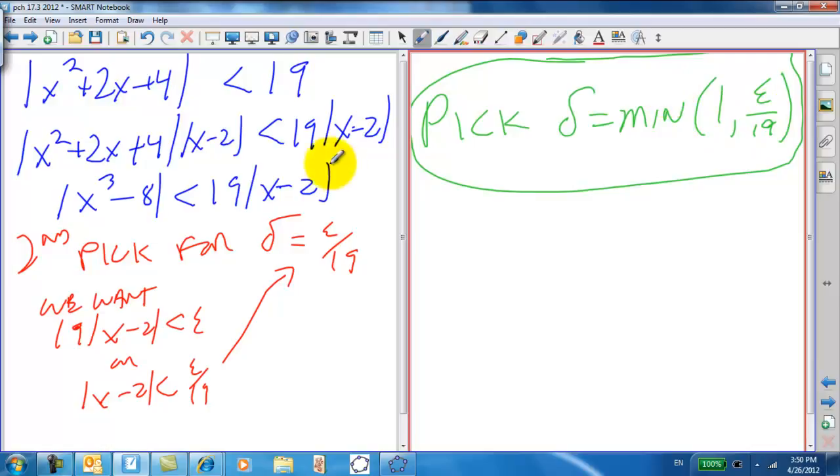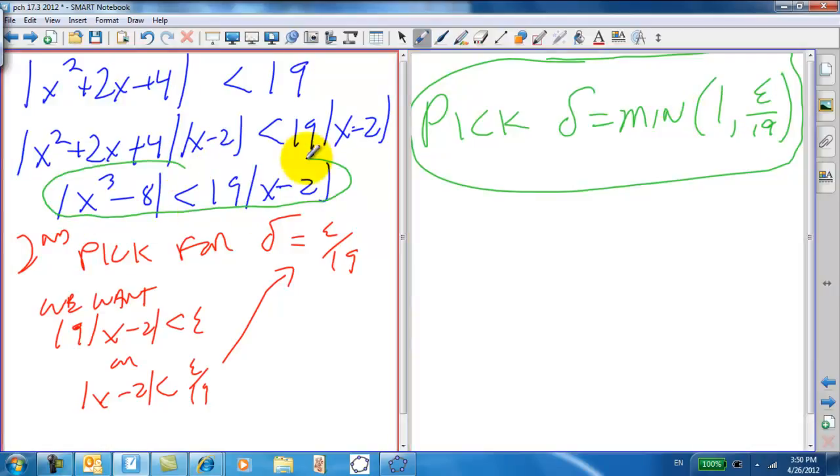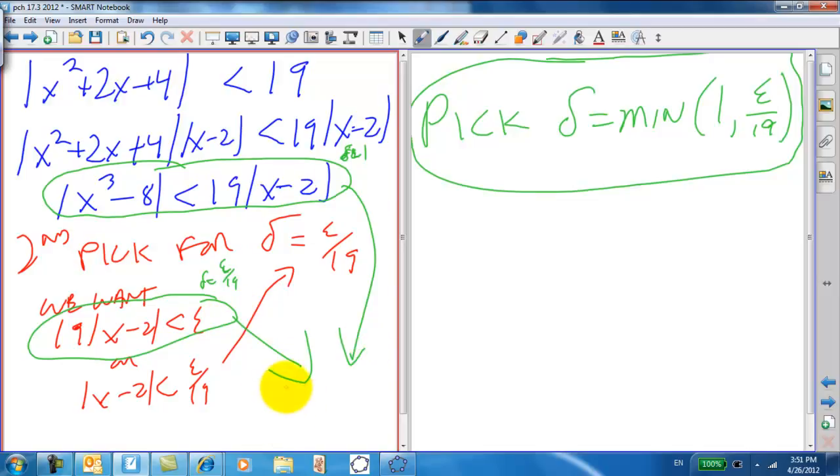And that'll guarantee that both these inequalities hold. This inequality comes from delta equals 1. This inequality comes from delta equals epsilon over 19. By making sure I pick the smaller of those two deltas, I'll guarantee that both these are true, and then by the transitive property of inequality, those two will force the absolute value of x cubed minus 8 to be less than epsilon, or, in other words, absolute value of f of x minus L is less than epsilon. And that'll be true for all epsilon.